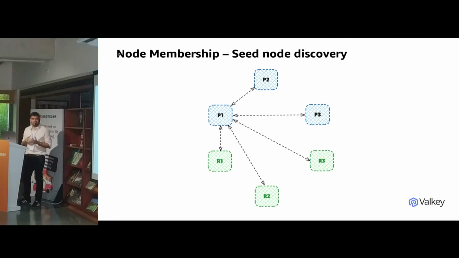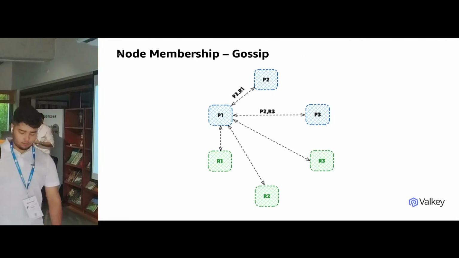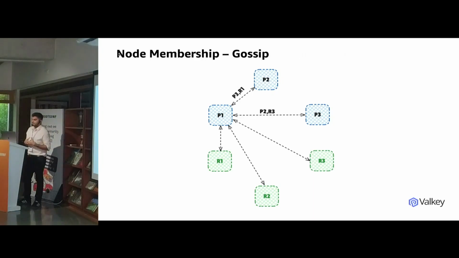So over here, I'm establishing connection from P1 to all other nodes, where P1 connects to P2, P3, R1, R2, and R3. Now, once the base has been set up, that is one node connected to all other nodes, P1 would start gossiping about other nodes in the cluster to some of the nodes it has discovered. So in this case, we see P1 gossips about P3 and R1 to P2, and about P2 and R3 with P3. So this is part of the packet which I showcased as part of the cluster bus, where it would be sharing some additional information.